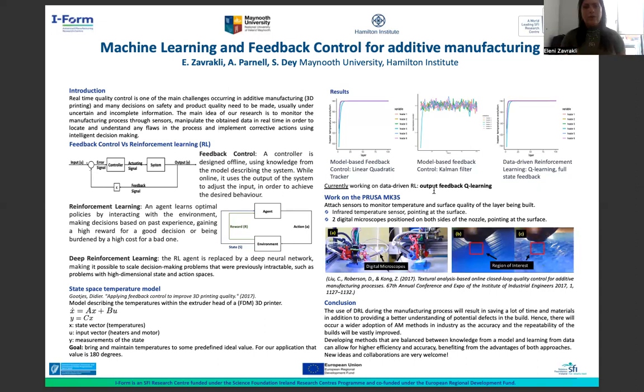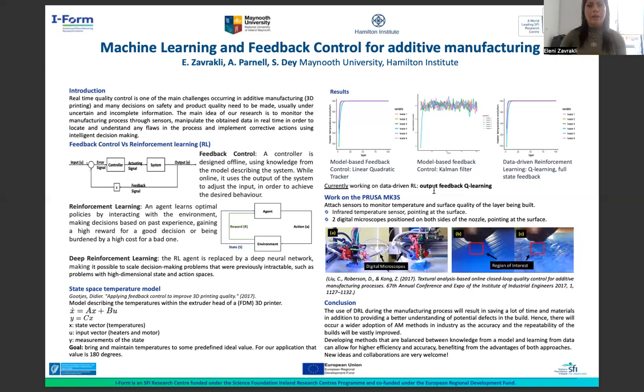Now, the next step in our research is to apply all of these methods to real life problems. Namely, we have acquired a Prusa MK3S, which we'll be using as our application. We will be using all the data that the printer acquires itself, as well as temperature measurements from an infrared temperature sensor that will be pointing at the surface. And additionally, we will be attaching 2 digital microscopes, also pointing at the surface and taking pictures of the quality of the surface. And those pictures will be used to formulate the reward for a reinforcement learning algorithm.